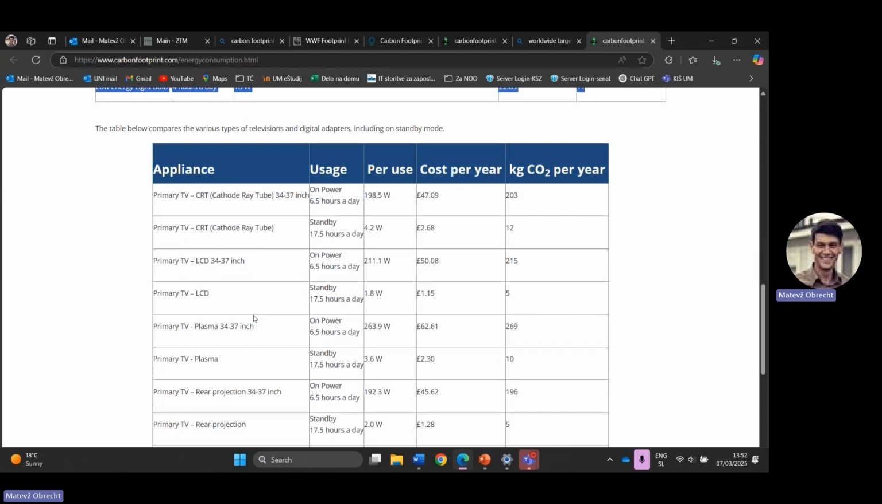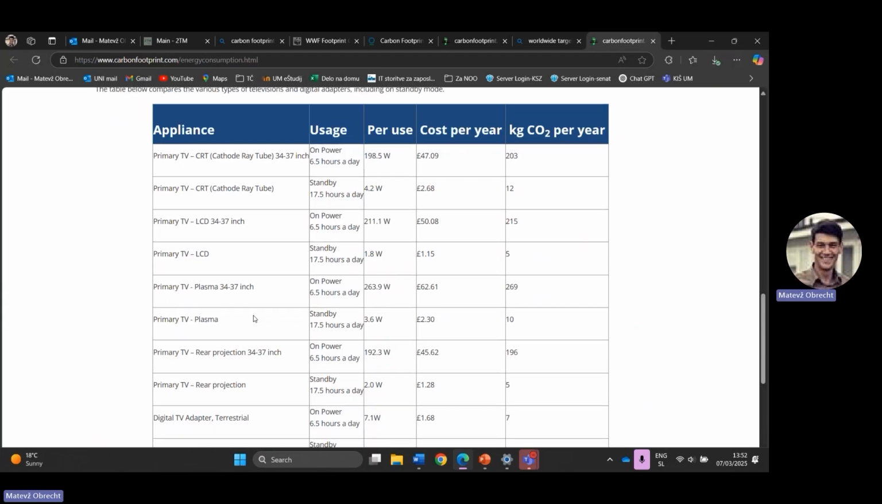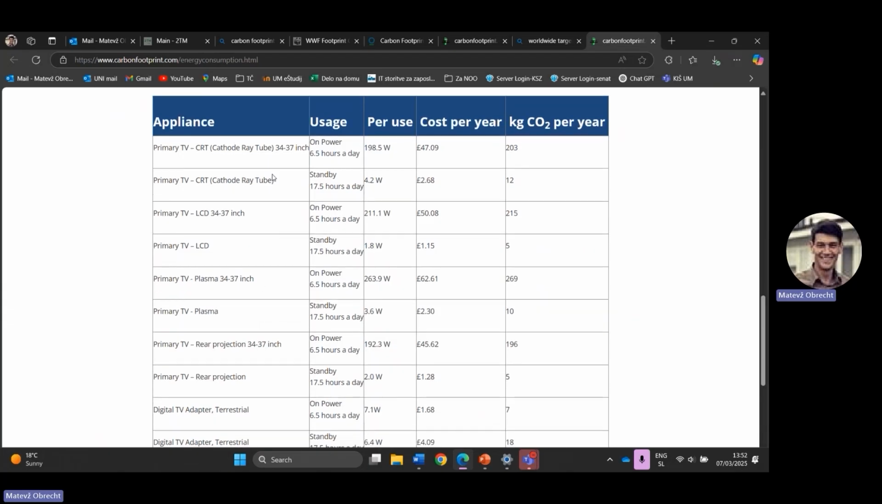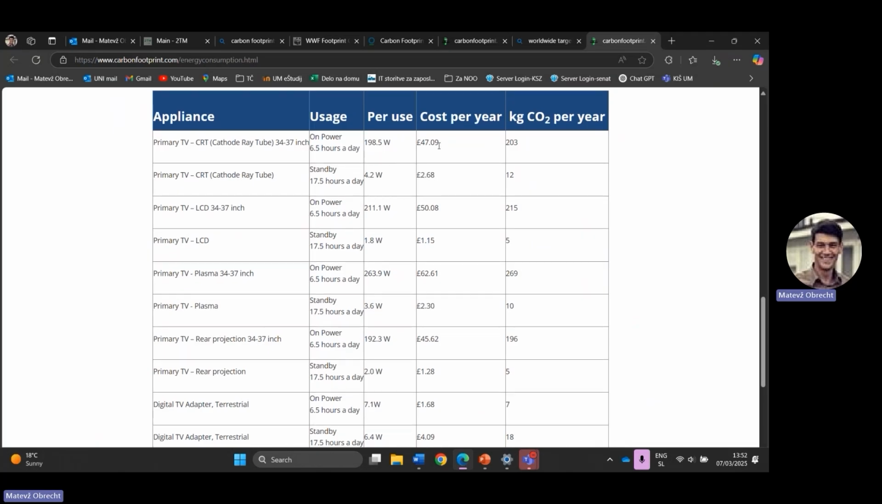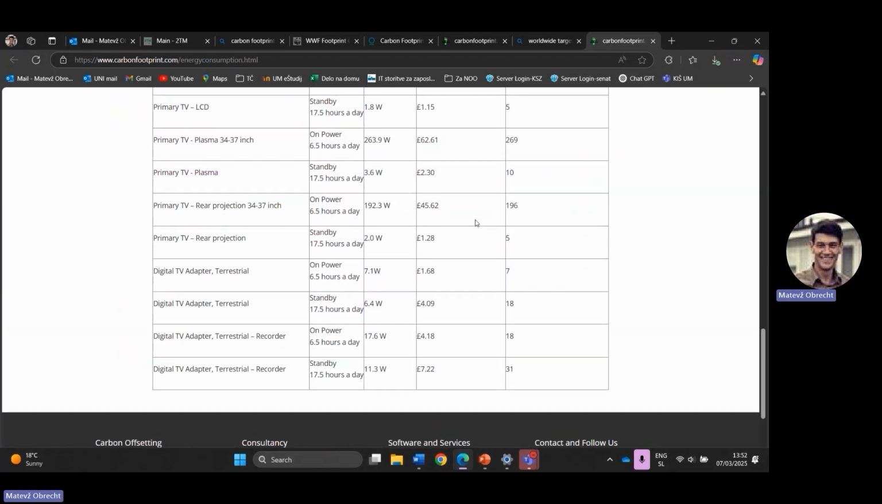Here you have, again, different types of televisions and digital adapters in standby mode. So you can see how much they spend in standby and how much this costs you, how much CO2 this creates. So quite a lot of different, useful information.